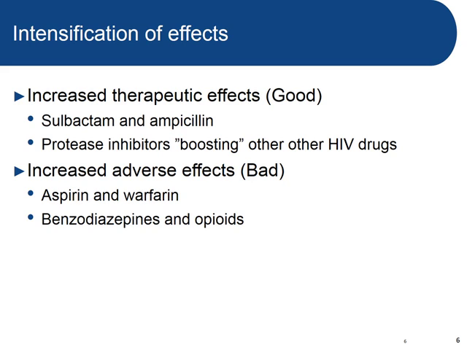So let's talk about the intensification of effects first. I mentioned that there could be increased therapeutic effects, and I think in many cases we would say that's a good thing, right? If we have a better therapeutic response, then that's a good thing. So some examples of when we increase therapeutic response. Ampicillin is an antibiotic that is sometimes combined with sulbactam. Sulbactam is a drug that helps prevent bacteria from becoming resistant to ampicillin. So it boosts the therapeutic effect of ampicillin.